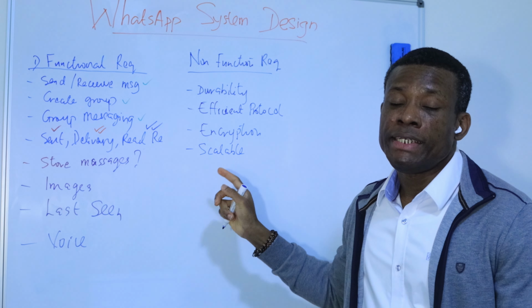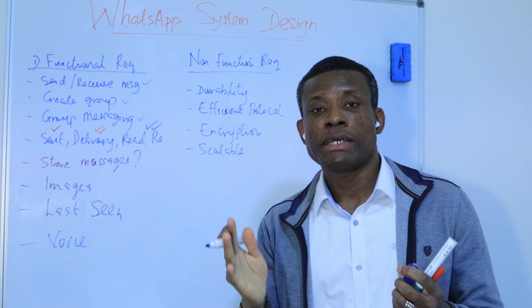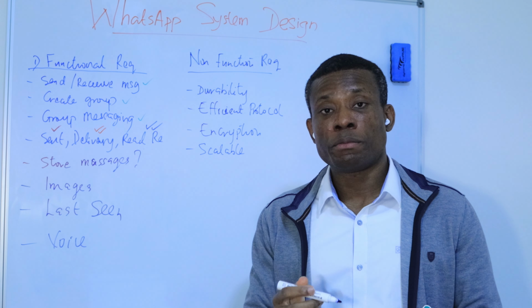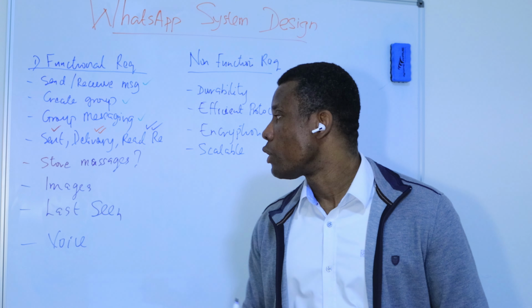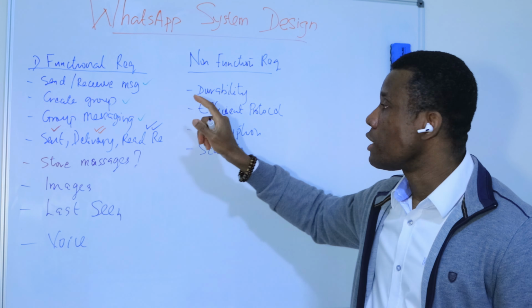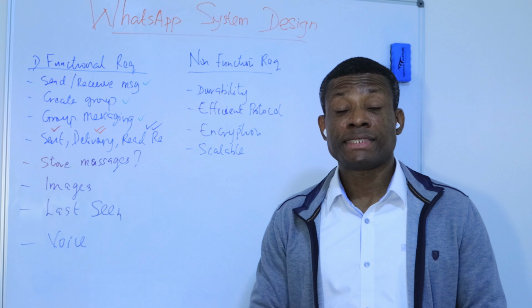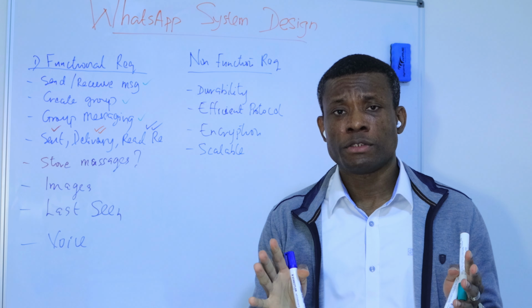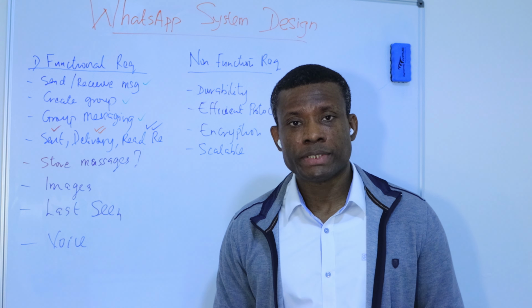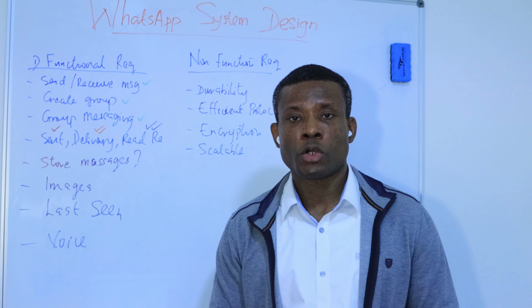Scalability means if there is a surge in traffic, let's say during festive seasons in December or sometime, and there is a surge in the number of messages that go out, the number of group messages that go out, you also want to be able to handle this. So we have functional requirements, non-functional requirements, and the next thing we are going to be talking about is system components. Pay attention to this because your architecture should derive from the system components you've already identified. So let's now outline our system components.